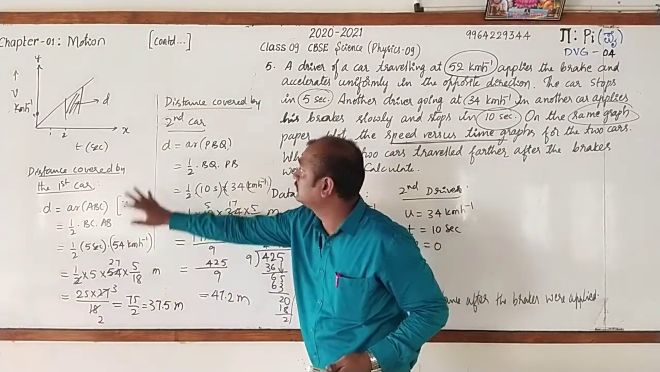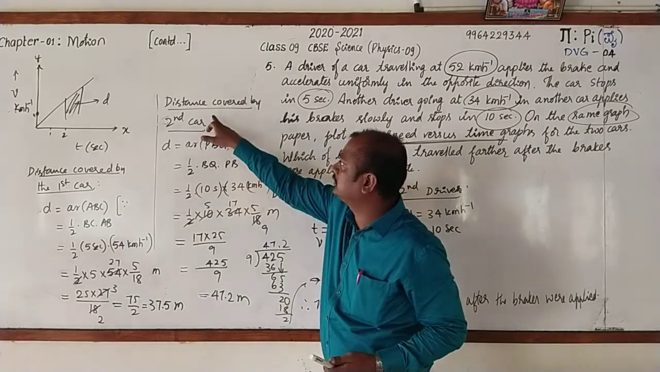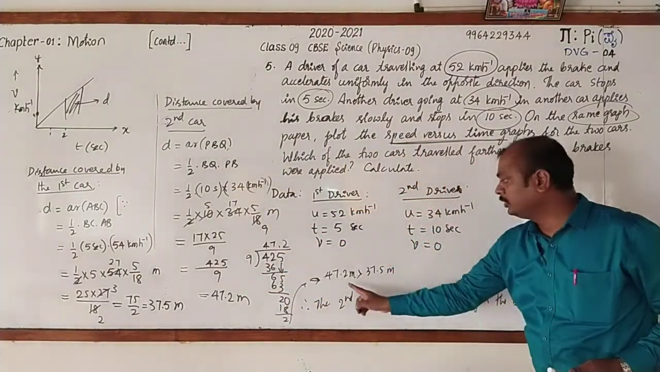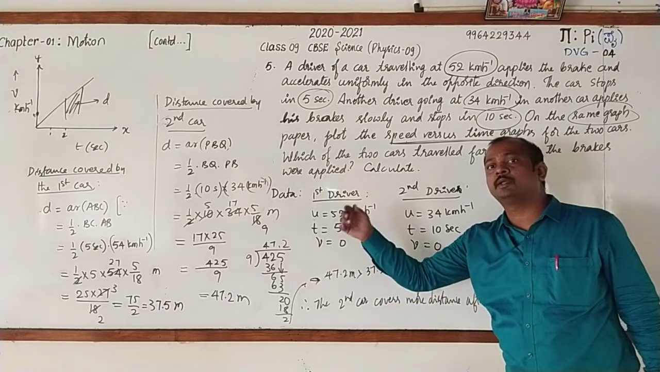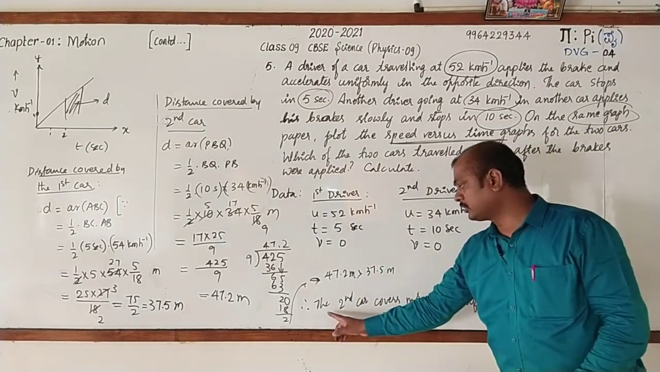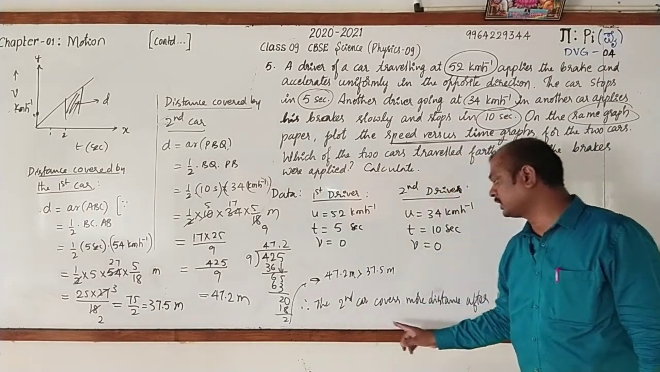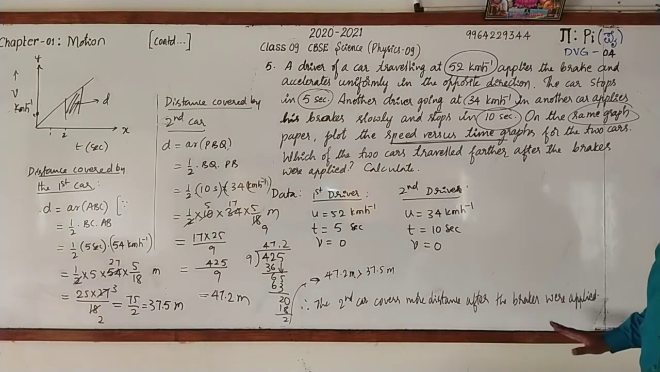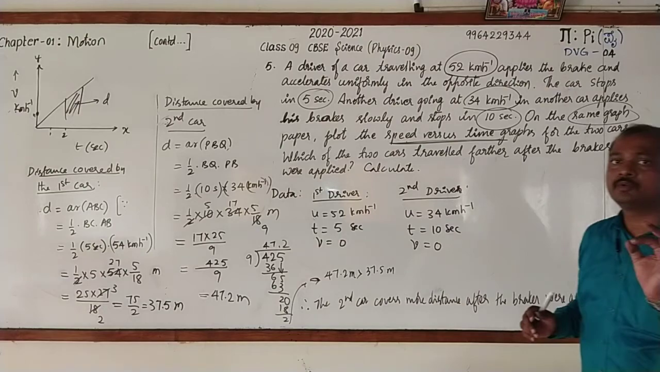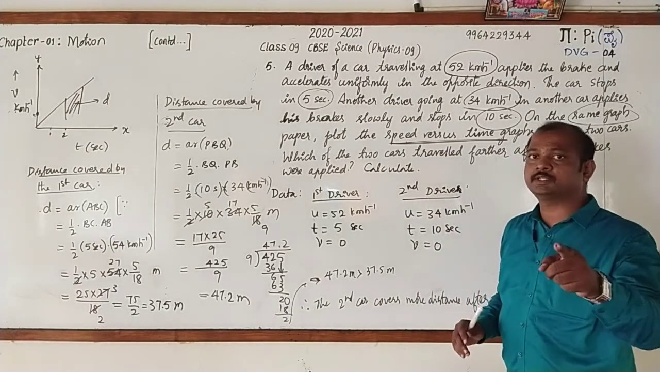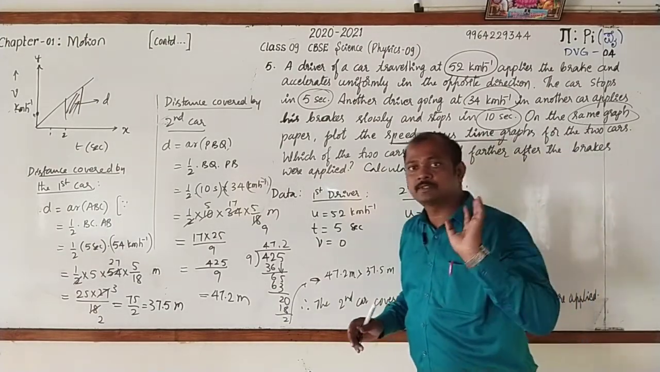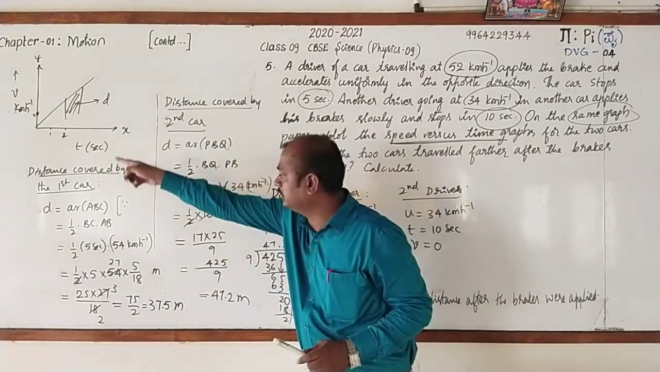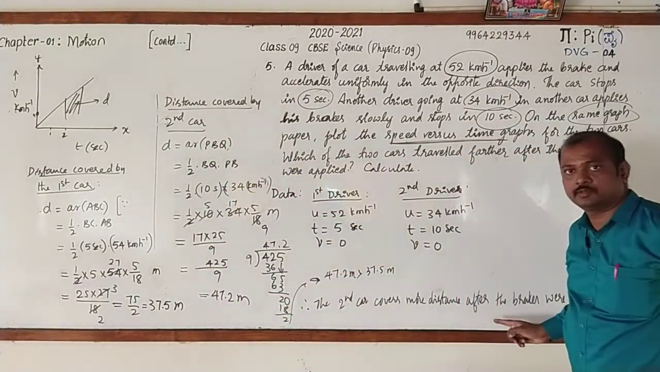Next, after this, you come to this part: distance covered by the second car. After all this, you will go for comparing the distance covered by both the cars, and you will write the conclusion. Therefore, the second car covers more distance after the brakes were applied. Clear? So you have to write the whole thing with patience. Now pause the video and copy from here to there. Again you come back to here.